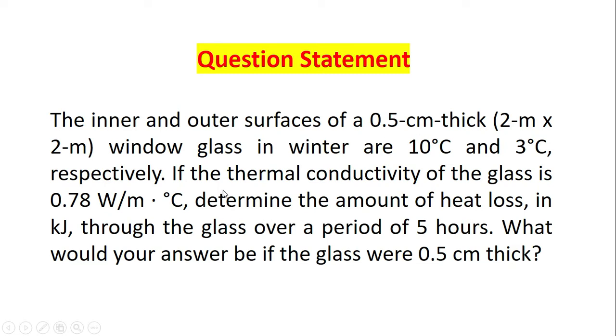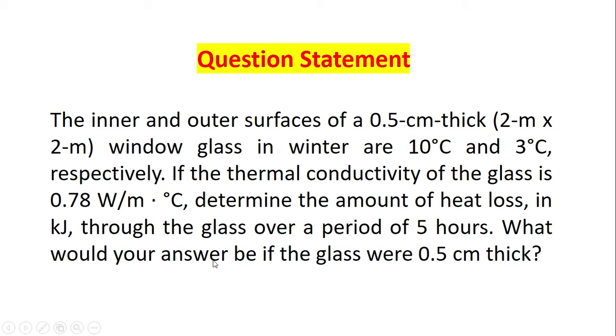The thermal conductivity of the glass is given here, that is 0.78 watt per meter per degree centigrade. You have to determine the amount of heat loss through the window in units of kilojoule. So determine the amount of heat loss in kilojoule through the glass window over a period of 5 hours. The time is also given in this question statement, that you have to determine the heat loss during this time interval of 5 hours.